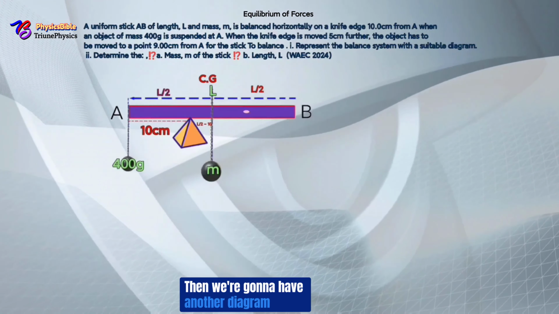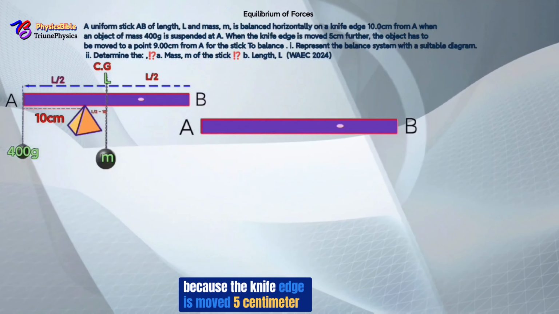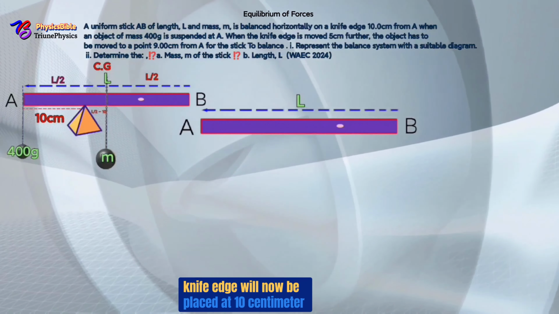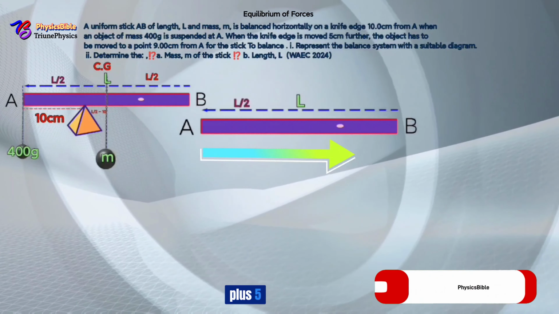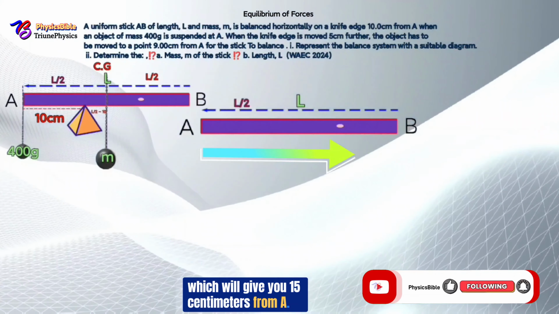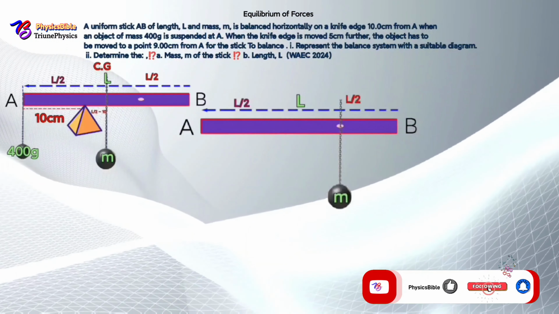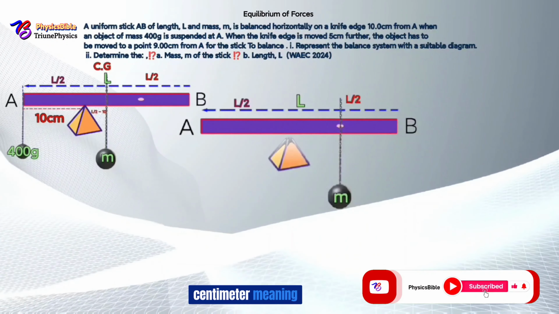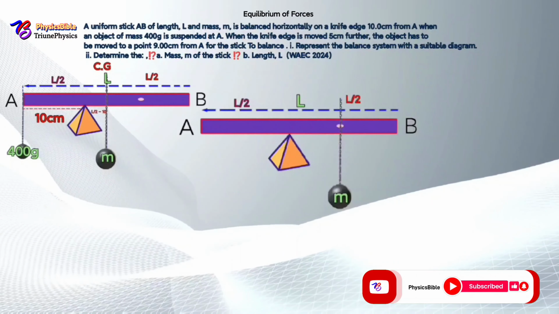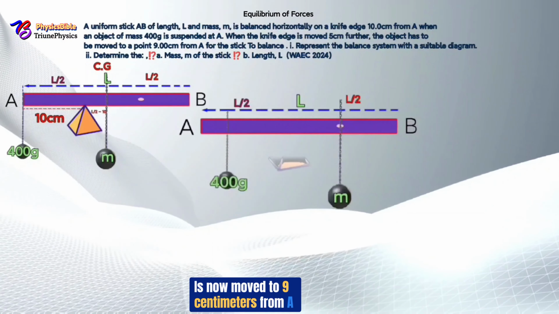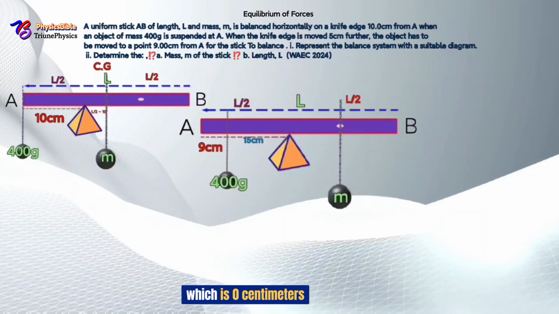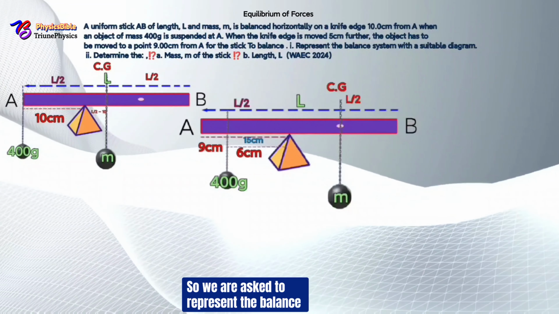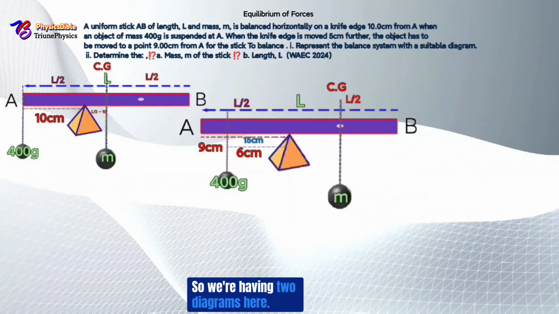Then we're going to have another diagram because the knife edge is moved 5 centimeters further. Hence, the knife edge will now be placed at 10 centimeters plus 5, which will give you 15 centimeters from A. The object has to be moved to a point 9.0 centimeters, meaning the 400 gram mass is now moved to 9 centimeters from A, which is 0 centimeters, so that the stick can balance. So we are asked to represent the balance system with suitable diagrams. So we're having two diagrams here.